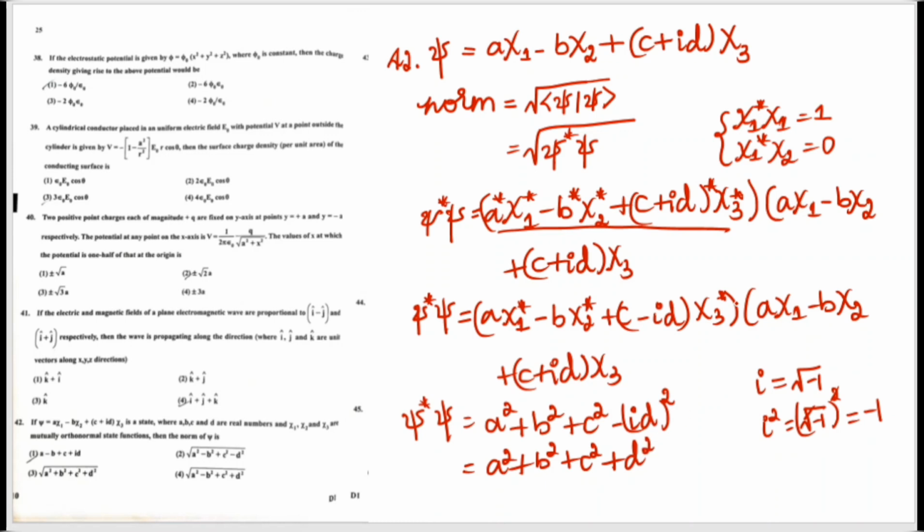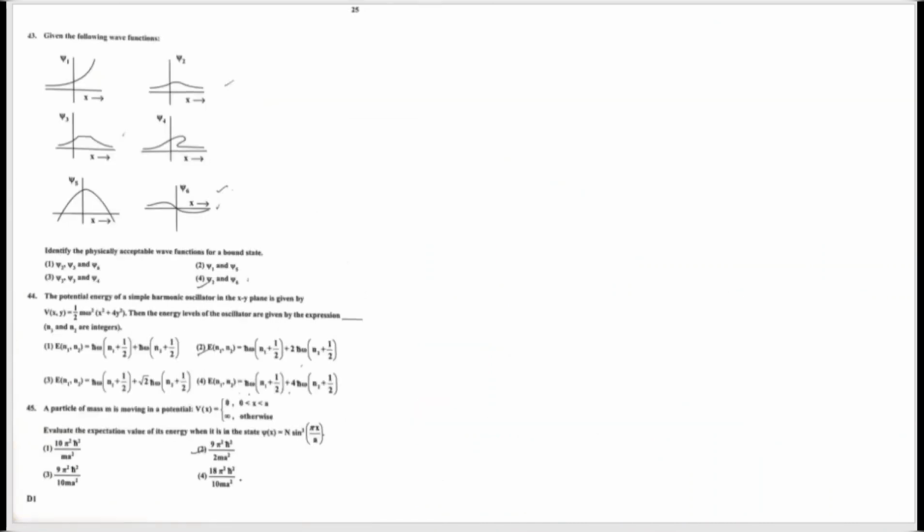So what they have asked is to find the norm. The norm is represented by the symbol like this. Norm of psi is equal to the square root of a square plus b square plus c square plus d square. So which is the right option? Option C is the right option, that is the square root of a square plus b square plus c square plus d square. Let us move on to the next question.